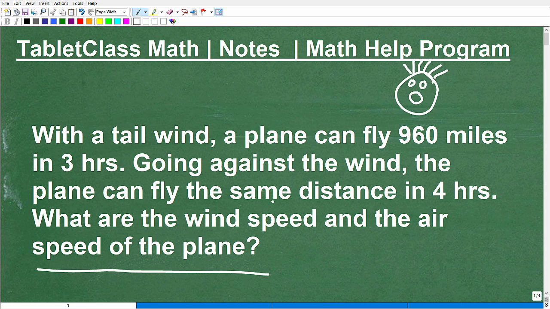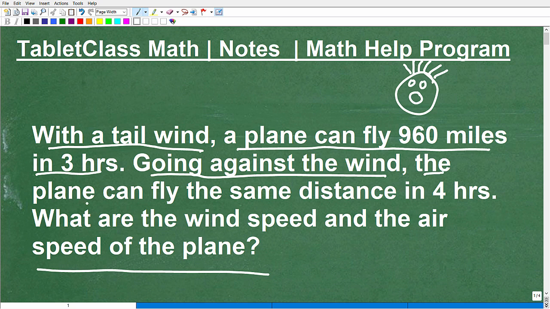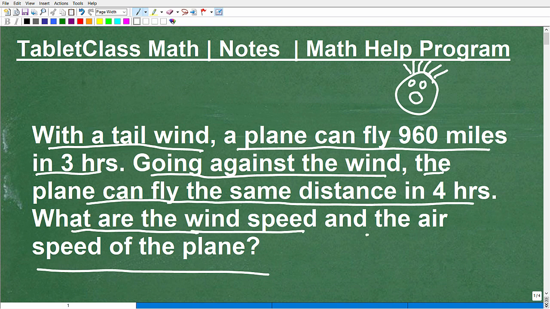But let's quickly just read it. It says, with a tailwind, a plane can fly 960 miles in 3 hours. Now, going against the wind, the plane can fly the same distance in 4 hours. Okay. So, what are the wind speed and the airspeed of the plane?